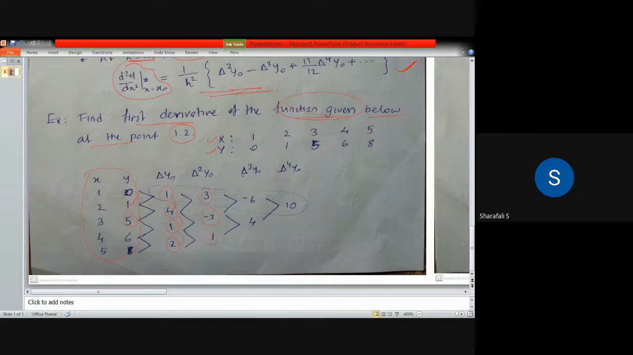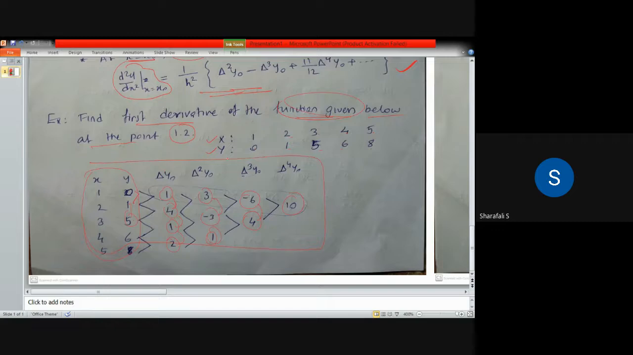And the difference between these two will give you minus 6, minus 3 minus 3, so that is minus 6, and then 1 minus minus 3, that is 4. 1 minus minus will become 1 plus 3. And then the difference between these two will give you 4 minus minus 6, that is 10. 4 plus 6, it is 10. So these are the values corresponding to the deltas.